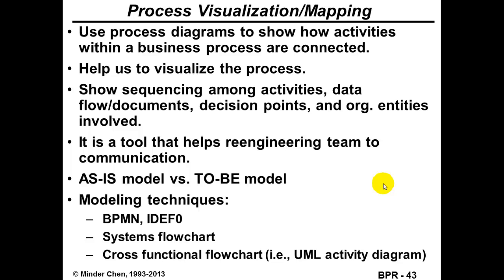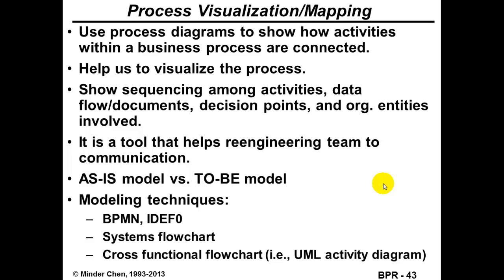Please remember, the business process model is just a tool that may help the engineering team to communicate with each other and with its customer. There are two types of business process model. One is what we call the as-is model. The other is the so-called to-be model. The as-is model is about an existing process, and the to-be model is the process that we're going to design. It's the new process that we're going to create.